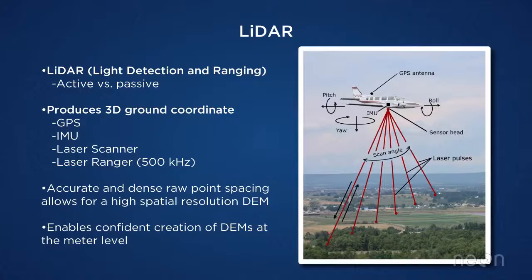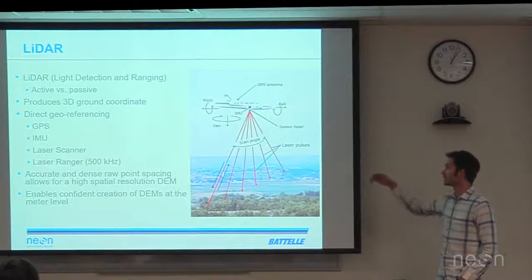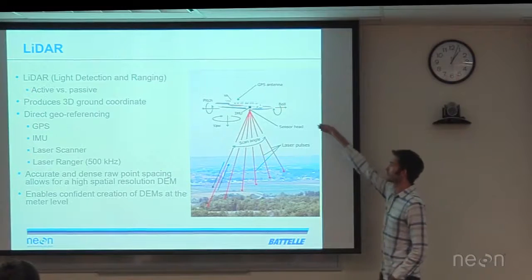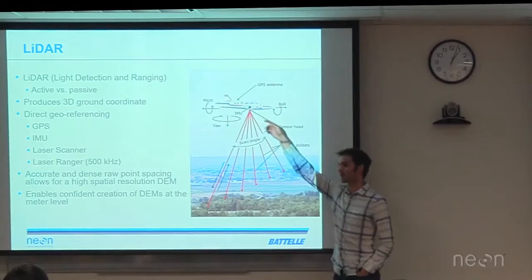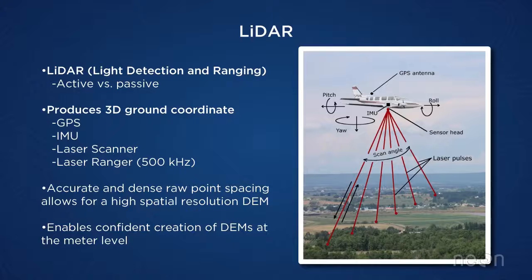So LiDAR is an active remote sensing system, which means that it has its own energy source. And so the main subsystem of a LiDAR is the laser. What we use the laser for is to generate a pulse of energy that comes out of the sensor, which is pointed out the bottom of the aircraft, travels down to the ground, reflects off targets on the ground, and then returns back to the aircraft.